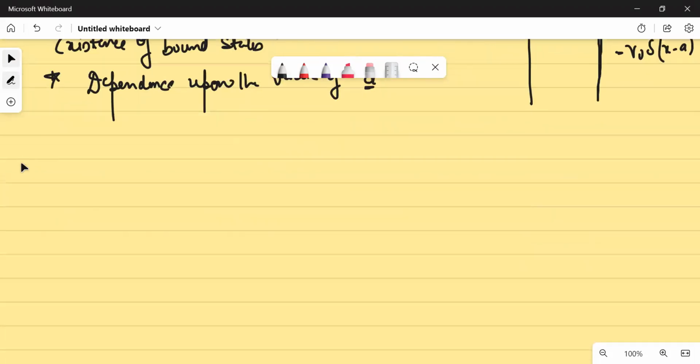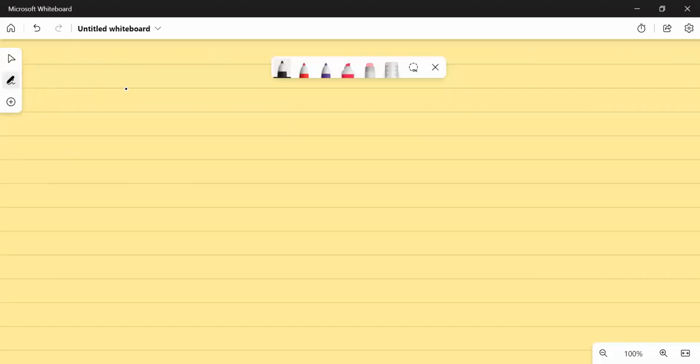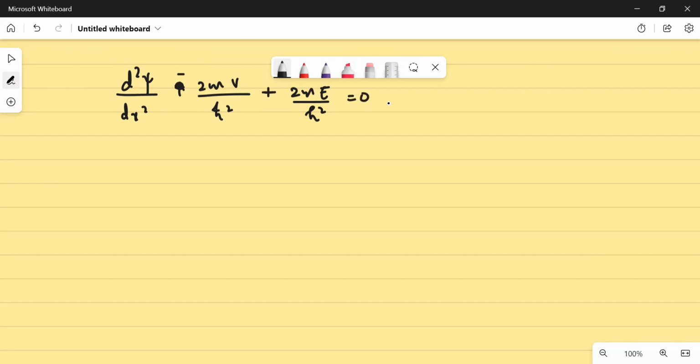As we know, the Schrodinger equation would be given by d square psi upon dx square plus 2m V upon h bar square psi minus 2m E upon h bar square psi is equal to 0, because I've just multiplied it by minus 2m upon h bar square. Now I already know that my potential is given by minus V naught Dirac delta of x minus a, and except at a, for all points this would be 0.